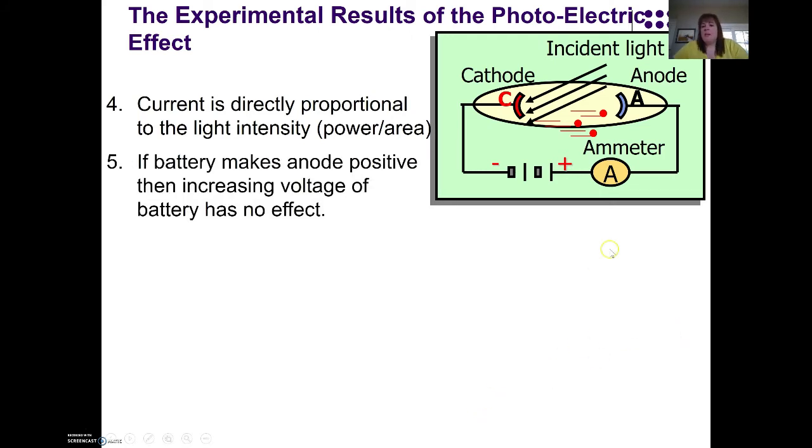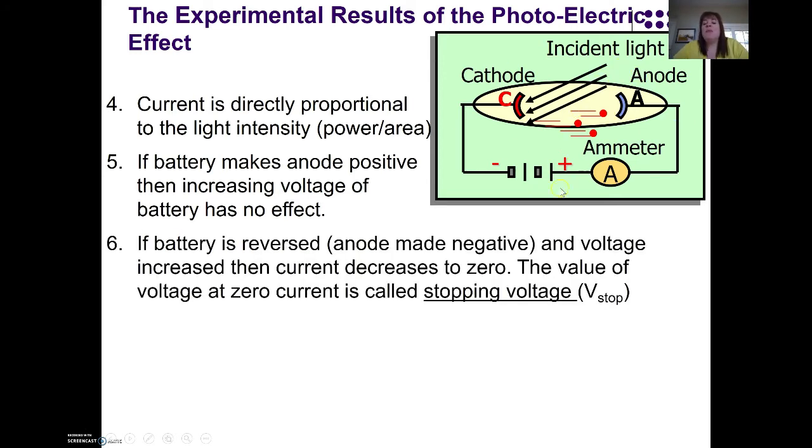Now, in this setup, with the battery positioned this way and the anode positive, it doesn't matter what voltage I have here. Like if I can dial up voltage, it doesn't make a difference how much, that does not affect the amount of current hitting the anode at all. However, if I flip the battery so that I give this anode a slightly negative charge, then as I increase the voltage, I can actually stop the current. That's called the stopping voltage, or V-stop. Now, if you remember back to electrostatics, which seems like a long time ago now, we have electric potential energy, which is equal to Q times the voltage.